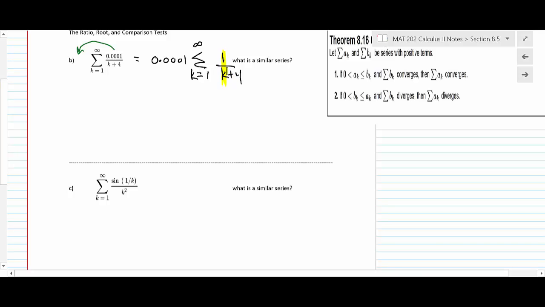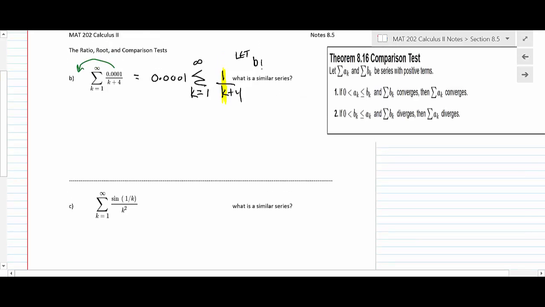What is 1 over k? Which series is that? Begins with H. Second letter's A. You said harmonic. I'm sorry, I'm not hearing good today. Oh, harmonic series. Okay, very good. What do you know about the harmonic series? That one diverges. So the similar series, we always let that similar series be b sub k. So let's let b sub k equal the harmonic series, which is 1 over k.